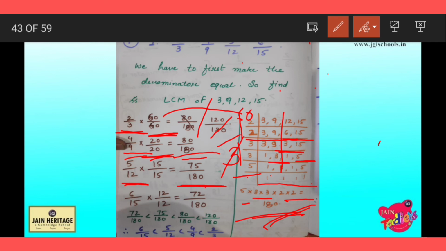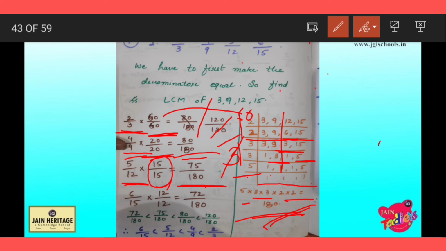180 by 12 will be 15. So we are dividing in the numerator and denominator by 15. And for the last one you will get 12. So you will be multiplying numerator and denominator by 12.